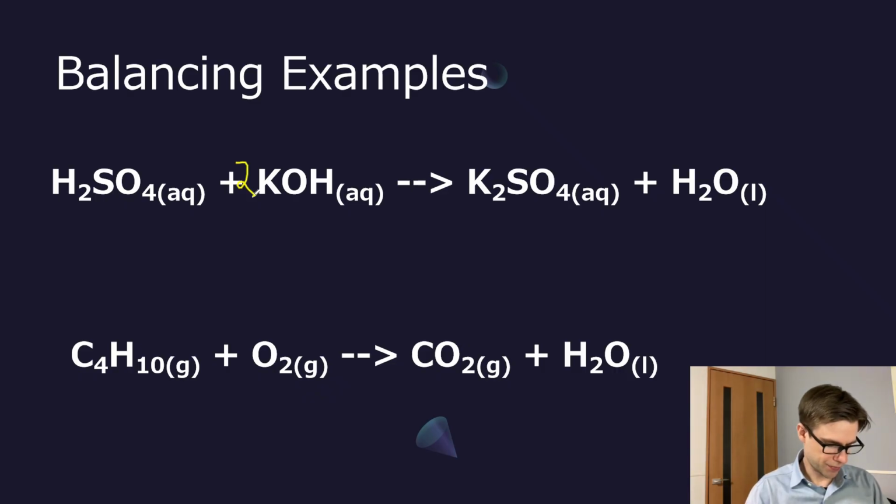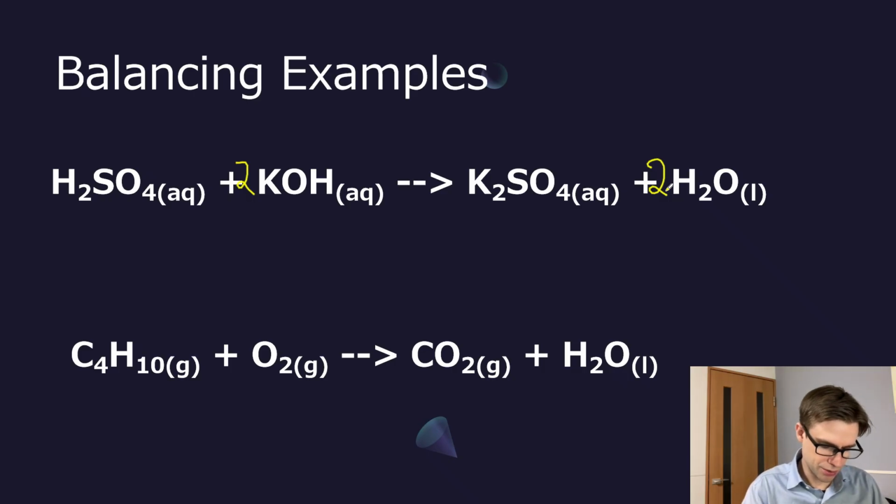Alright, so when I've done that, I can make sure that my sulfates, my polyatomic ions, are balanced. I have 1 on each side, 1 on the left, 1 on the right. Then hydrogens. How many hydrogens do I have on the left? I've got 2 in H2SO4, and I've got 2 in 2 units of KOH. That's 4 total. On the right side, though, I only have 2 in H2O. So I know I must double the amount of H2O to balance my hydrogens.